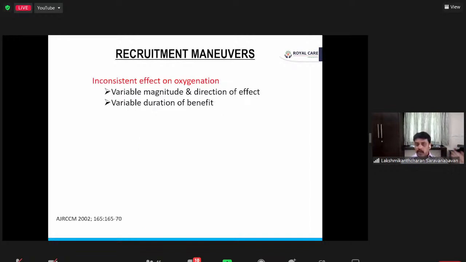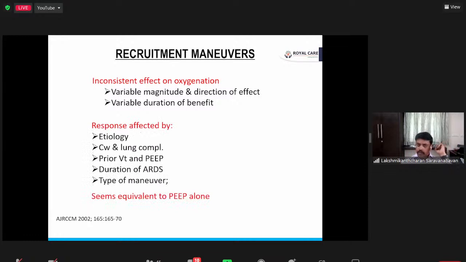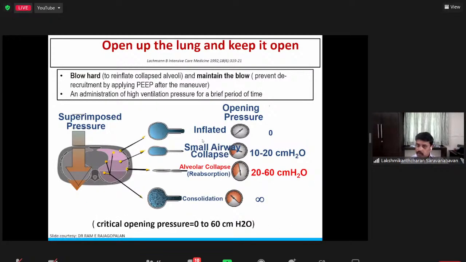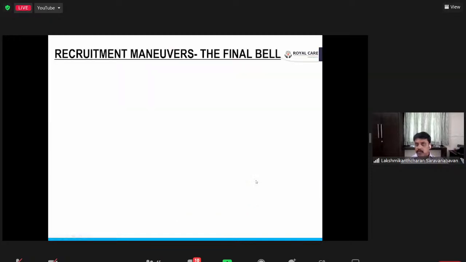This can also be done. But what was found is there was an inconsistent effect on oxygenation. It was variable depending on the magnitude and direction of effect, and the duration of benefit was also very variable. It was only very transient, and the response was affected by etiology, lung compliance, prior tidal volume and PEEP, duration of ARDS, and the type of maneuver that you use. It was also found that it is almost equivalent to PEEP alone. Whether you give PEEP alone or you do a recruitment maneuver with the PEEP, the difference is not going to be a major one. So how much to inflate it? Based on the different things, you can inflate it up to 60 centimeters of water. Even though there was not much benefit, many people used to do these recruitment maneuvers for a long period of time.